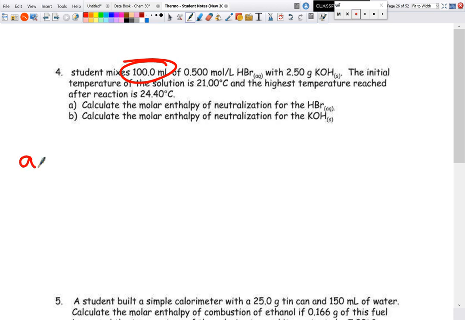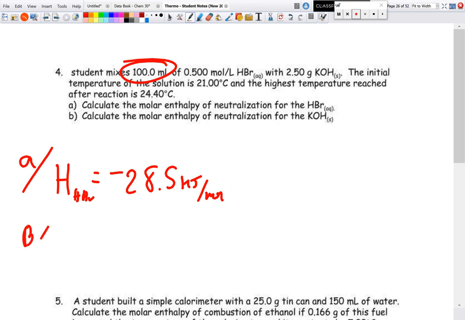But what you should get, A, you're going to get the molar enthalpy of HBr to equal negative 28.5 kilojoules per mole. And for B, you should get the molar enthalpy of KOH to be negative 32.0 kilojoules per mole. Once again, pause this and give it a try. If you don't get this, you can hop on Google Classroom, look up the answer key for the notes right here, and I'll have the answer key there, so all the workings for it. All right? But I want you to challenge yourself and see if you can get those as you're watching this.